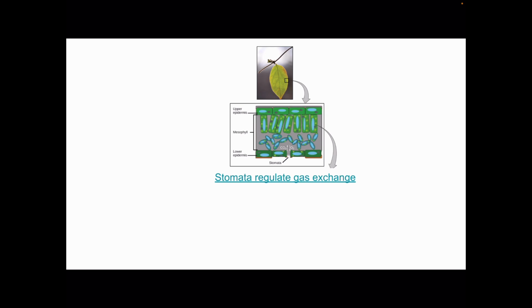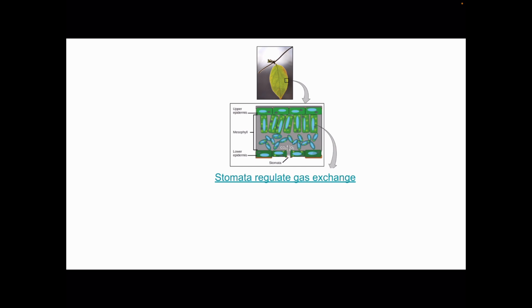When we look at this leaf, we can kind of zoom in a little bit, and we can see the internal structure of the leaf. We can see that leaves have an upper epidermis layer and a lower epidermis layer. Between those two layers of epidermal cells, we're going to see this thing called the mesophyll. Meso means middle, phyll means leaf, so this is literally the middle of the leaf. And these mesophyll cells are where photosynthesis is going to occur.